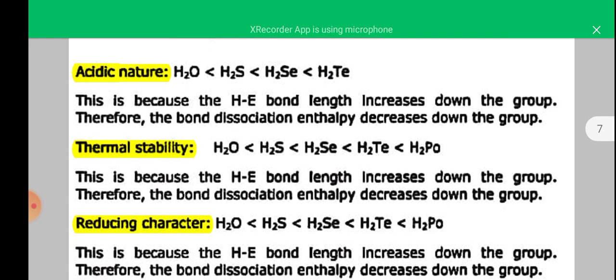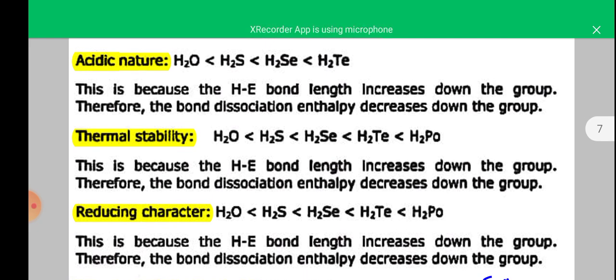The acidic character of hydrides of group 16 elements: H2O is less than H2S, less than H2Se, less than H2Te. So you have to remember the acidic nature. The order of acidic nature of hydrides of group 16 elements is H2O < H2S < H2Se < H2Te.